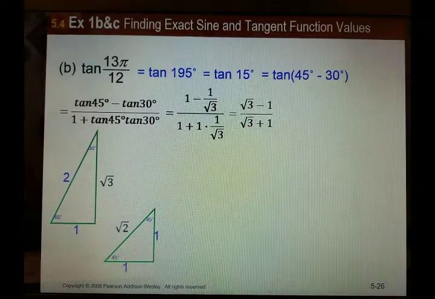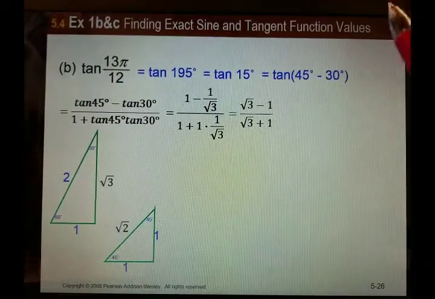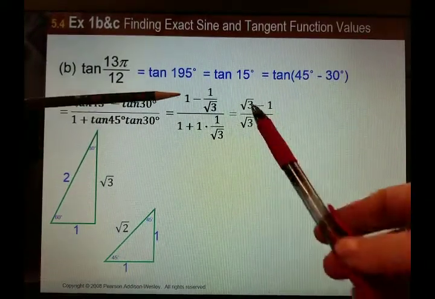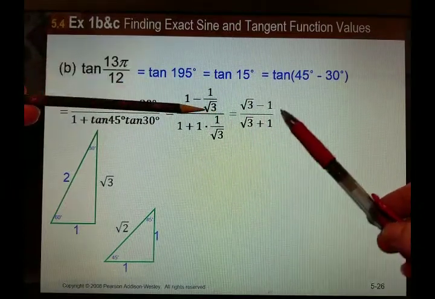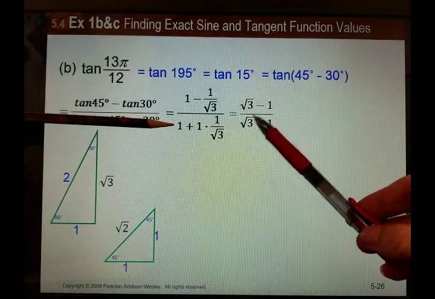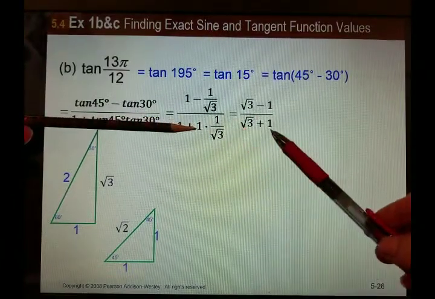So when you do that, and you're taking square root of 3 times this 1 here, that's where I get the square root of 3. Square root of 3 times this fraction, that's where I got the 1. Square root of 3 times 1. And then square root of 3 times this fraction would give me just 1.